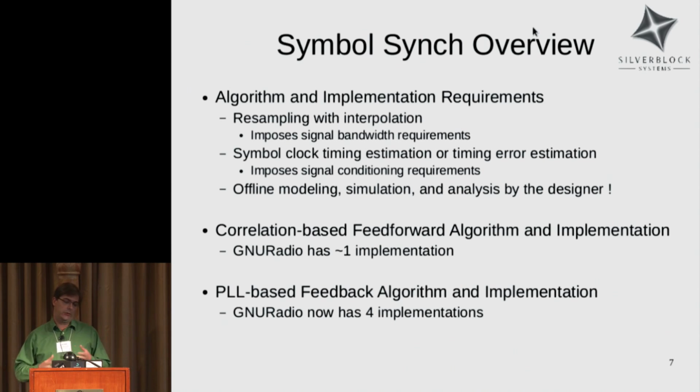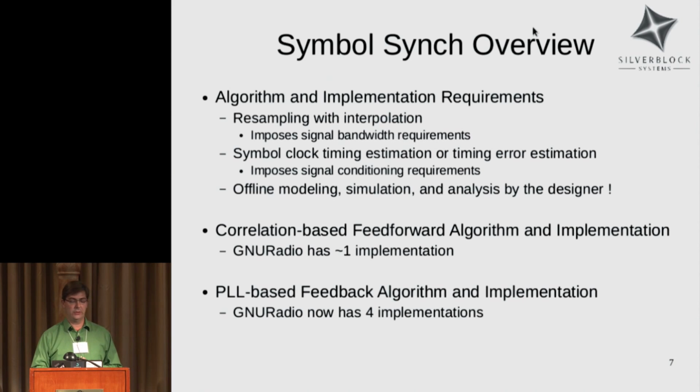So GNURadio has a couple of these implementations. There's one feed-forward one. It's really sort of half of an implementation of a feed-forward algorithm. The Corr Est block will correlate against a preamble, and if you do it right, it'll give you an estimate of where it thinks the optimal sampling time of one symbol is, and then down the stream you can resynchronize. In a block downstream, you can resynchronize your timing to that open loop marker.